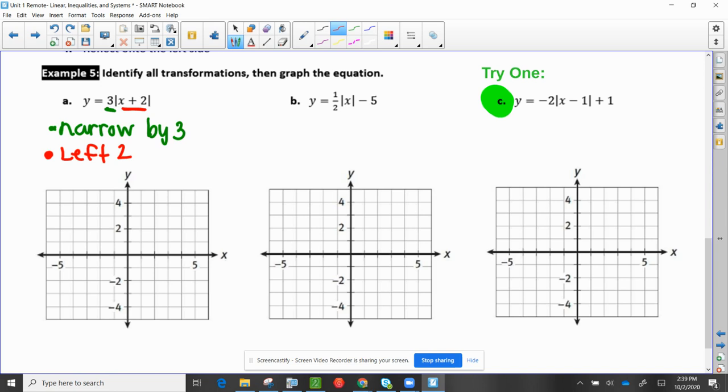And that's the only changes to my parent function. So that's my only 2 transformations. So remember, the parent function starts at the origin. So I'm going to take this graph. I'm going to shift it left 2. And now we just have to plot the points to make it narrow. So remember, if it's narrow by a factor of 3, that means on either side of my vertex, I'm going to go up 3 units. And that should make our graph narrow.